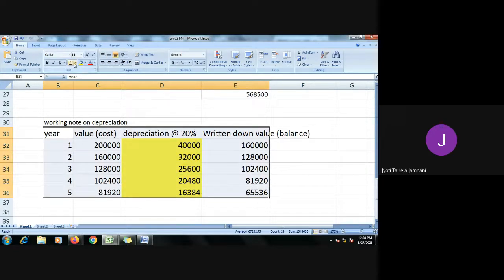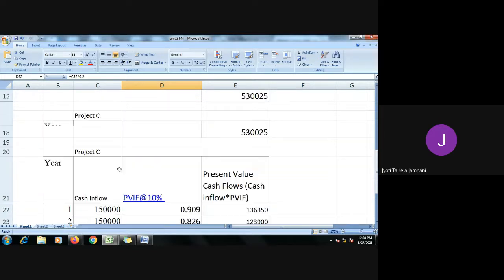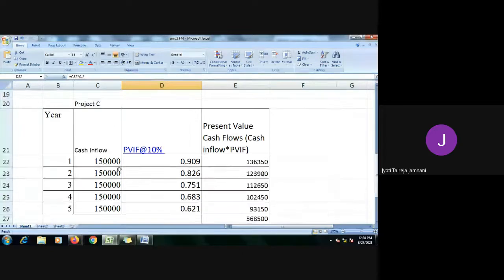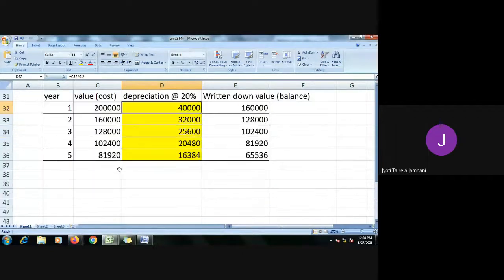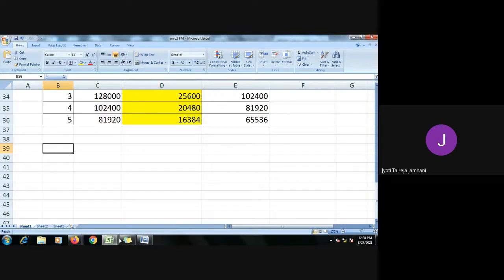So using these depreciation values from the working note, now we can find the present value of cash flows. That means we can find the cash flows. I'll just take the format from above because I've done it earlier. It's not in this sheet. Fine, I'll just take it from the Word document. Just give me a minute.